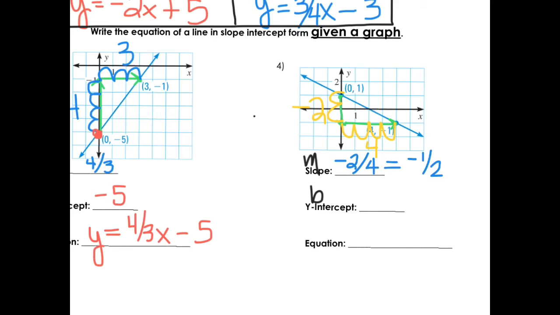Okay, let's look at the y-intercept. Where does this graph cross the y-axis? Well, let's see. This graph crosses the y-axis right here at 1. So the equation y equals m, my slope. Ooh, what happened to my negative 1 half there? Negative 1 half x plus 1.